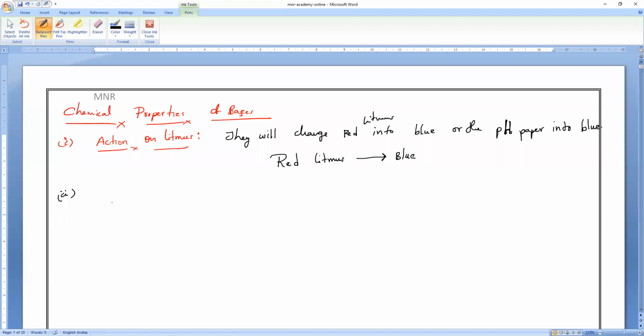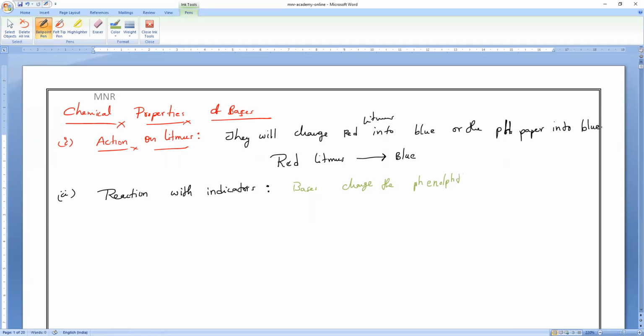Second property, reaction with indicators. If you take indicators like phenolphthalein, what color will bases change it to? Bases change the phenolphthalein into pink color.